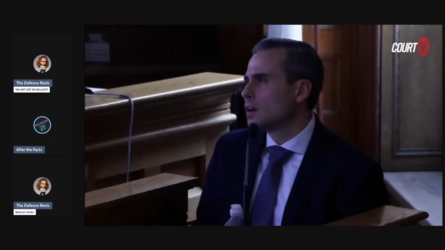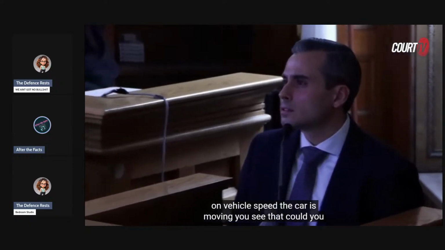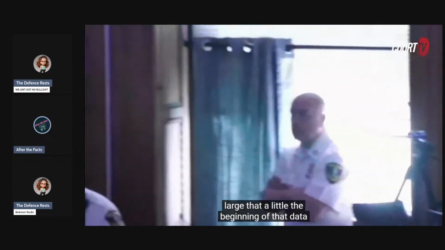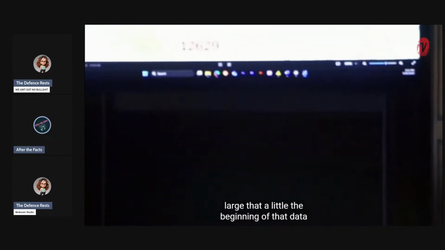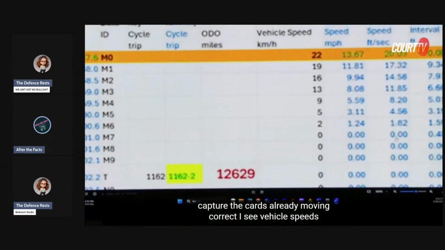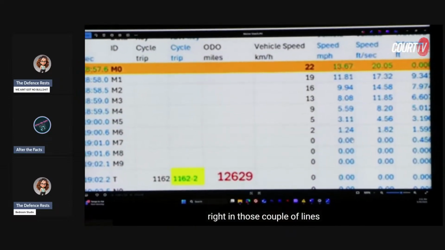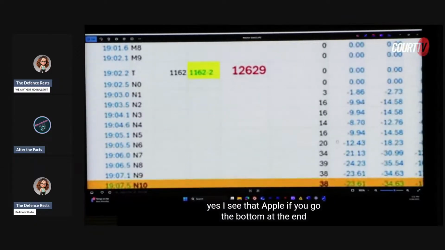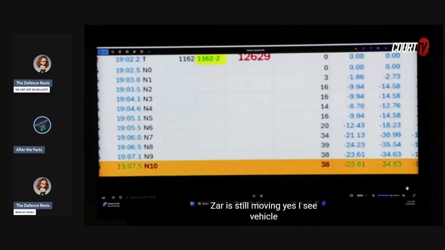You see on vehicle speed, the car is moving. Could you enlarge that a little bit, please? The beginning of that data capture, the car's already moving, correct? I see vehicle speeds, right, in those first couple of lines. Yes. Yes, I see vehicle speed. If you go to the bottom, at the end, the car is still moving.